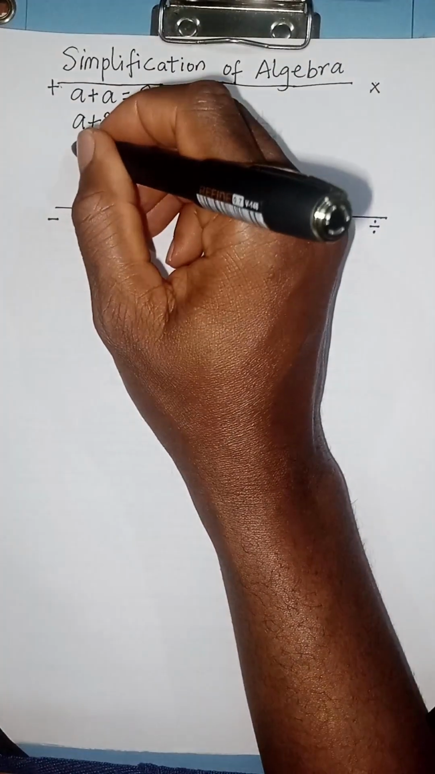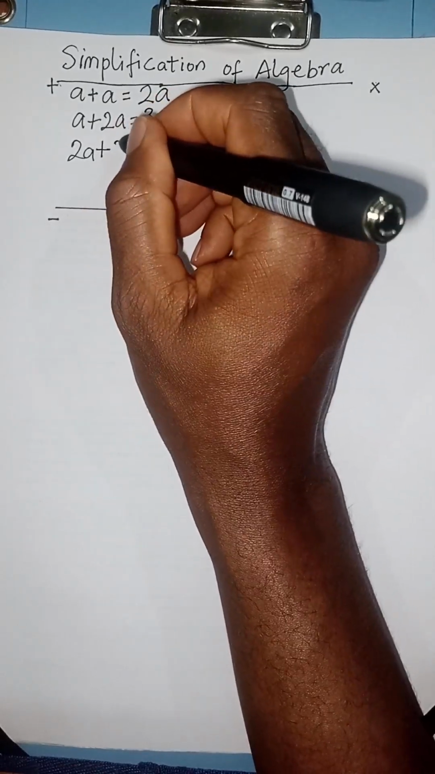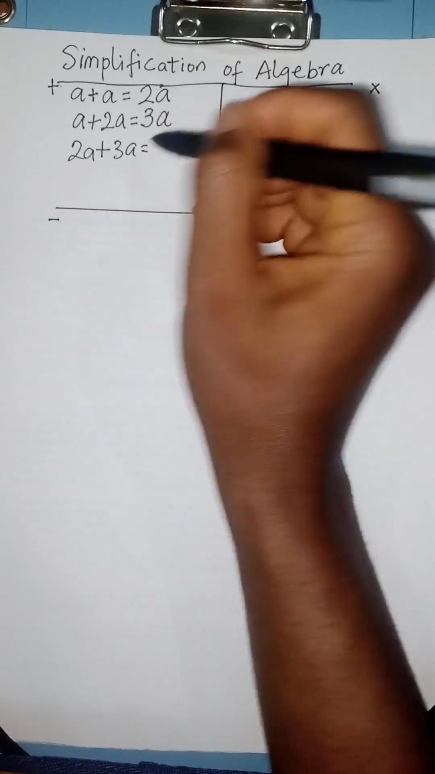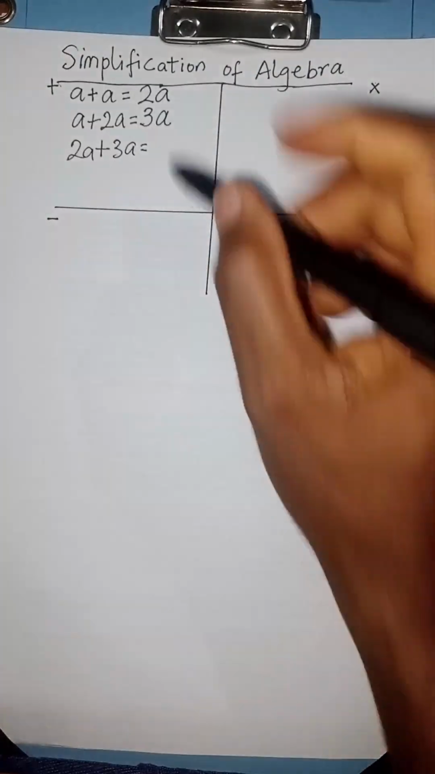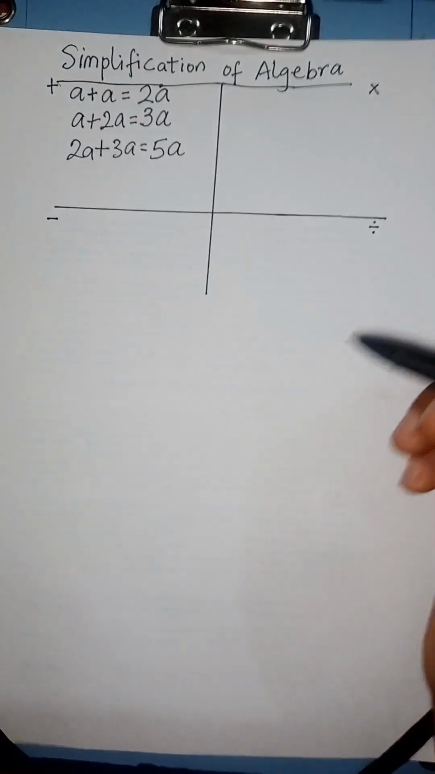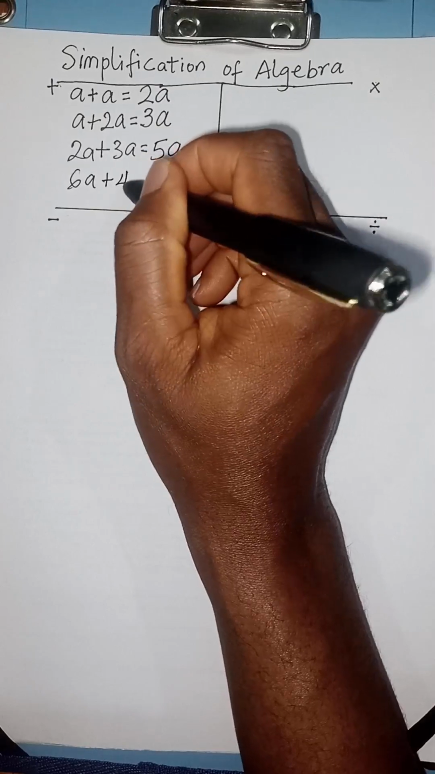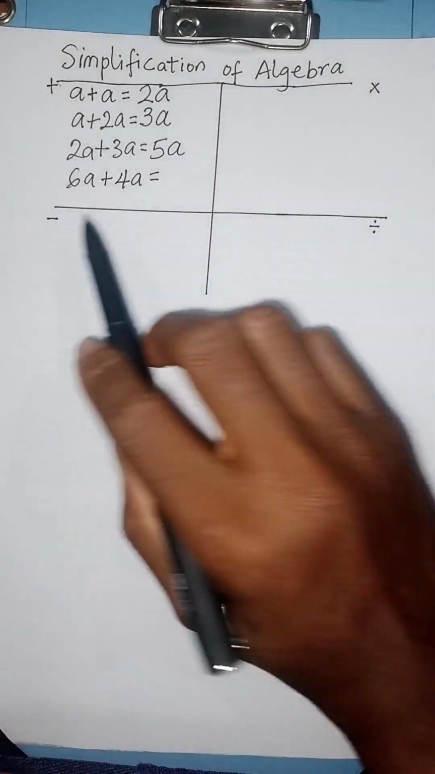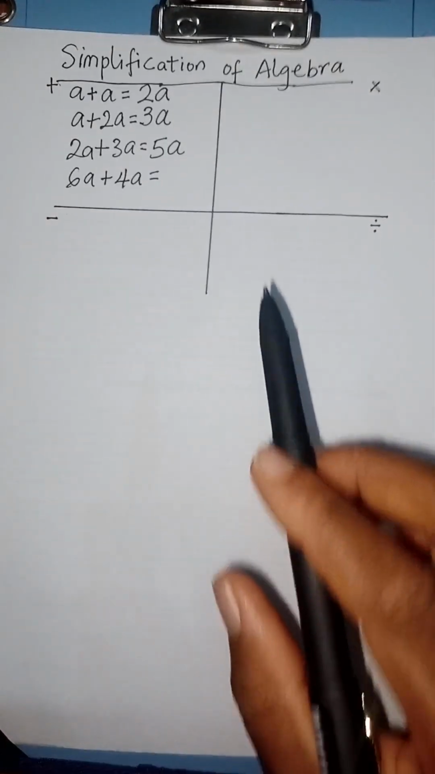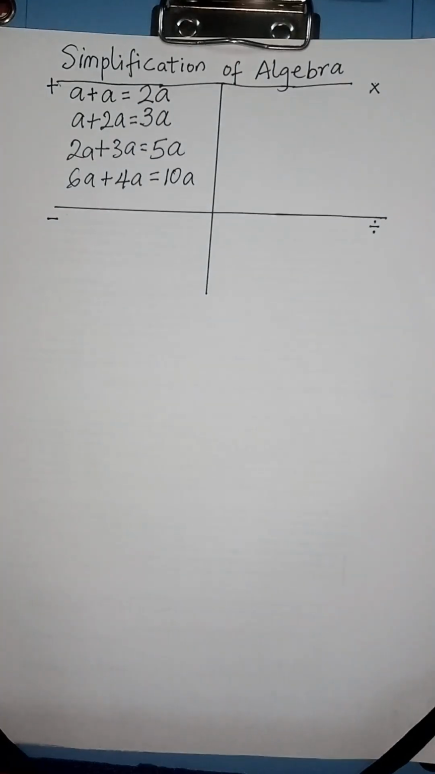That same principle, if I have 2a plus 3a, so it's going to be 2 plus 3, and that's 5a. If I have 6a plus 4a, it's going to be 6 plus 4, that's 10, and then a. The same principle applies to subtraction.